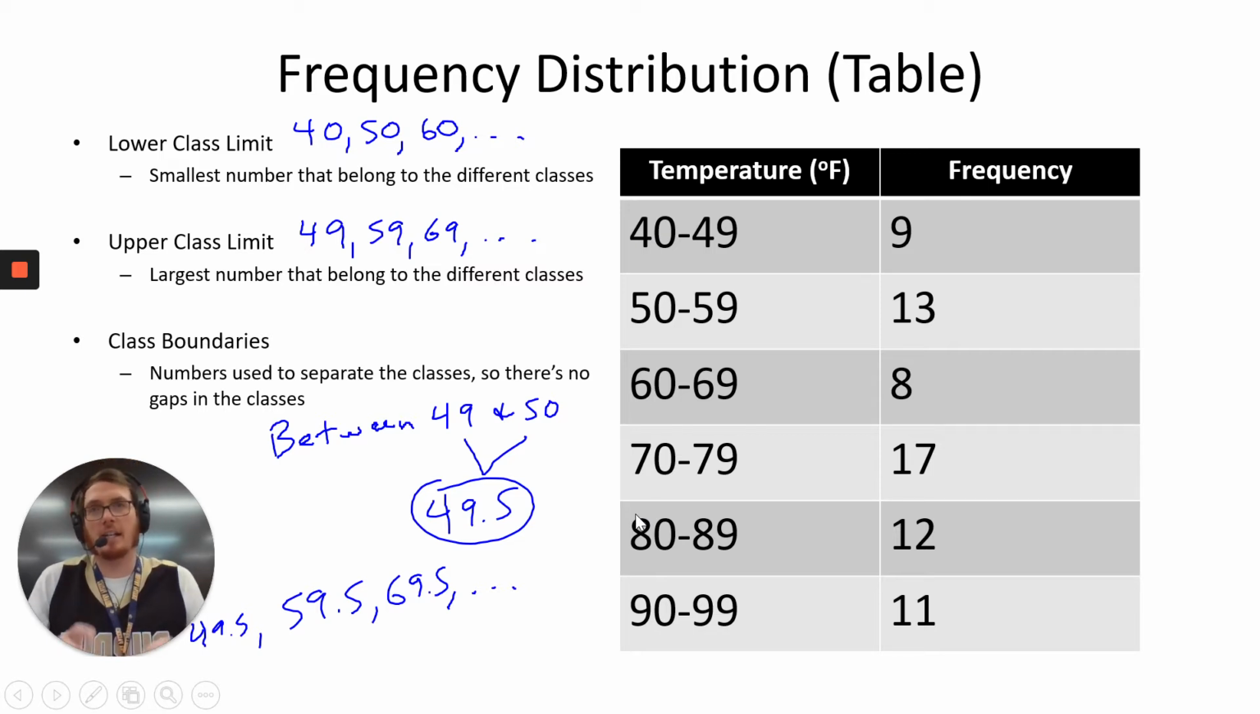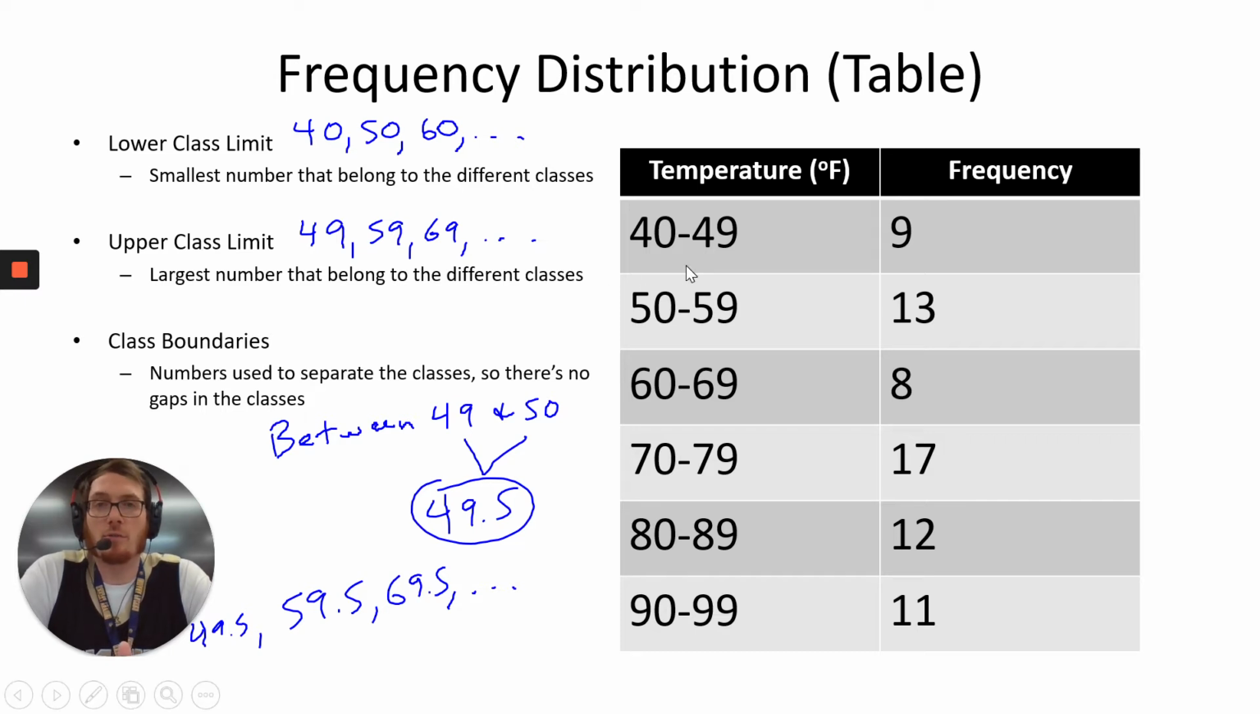And on your homework, you have to type all those in with commas. So it'd be 40, 50, 60, etc., all the way down to 90. Upper class limit would be the upper end of the class, which is 49, 59, etc., all the way down to 99. The class boundaries are the numbers that dictate which class you end up in.